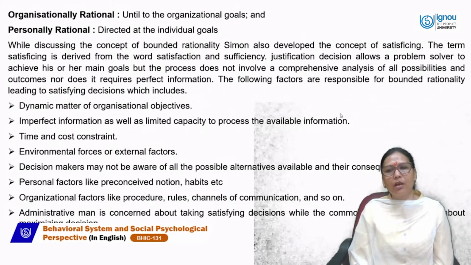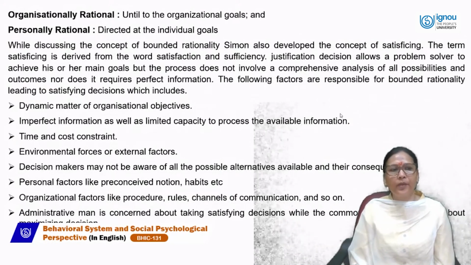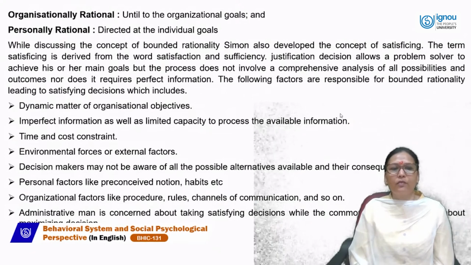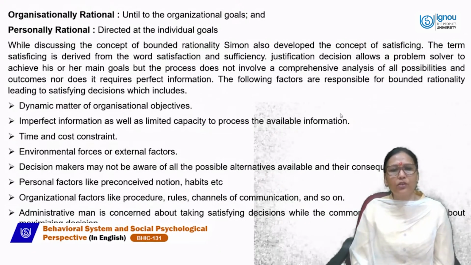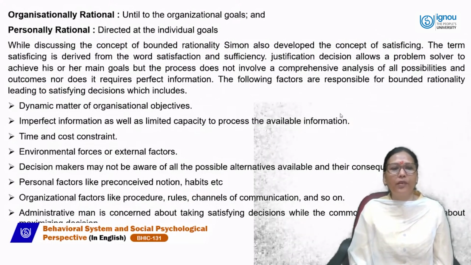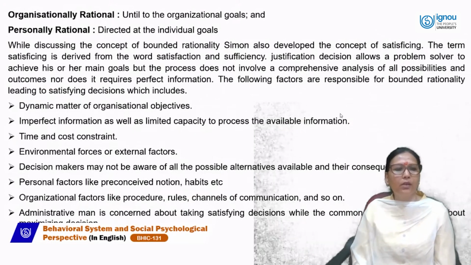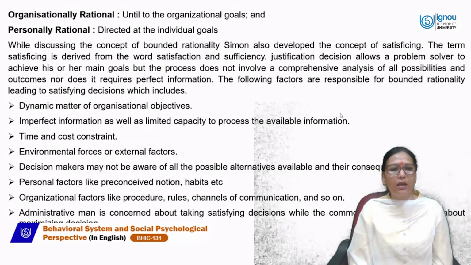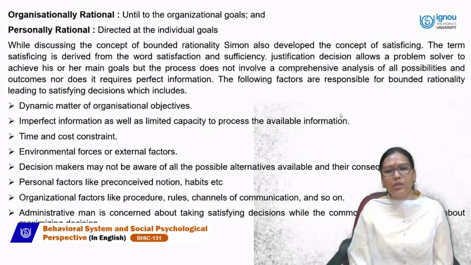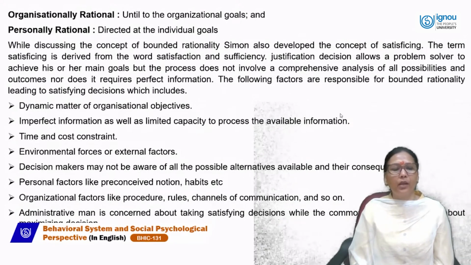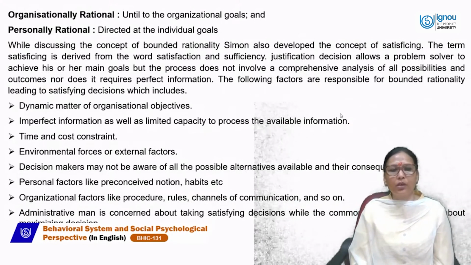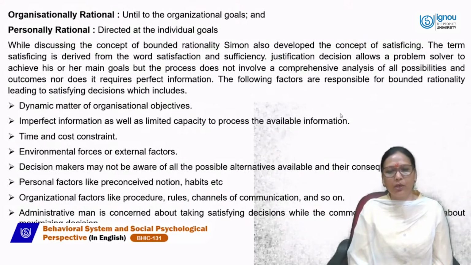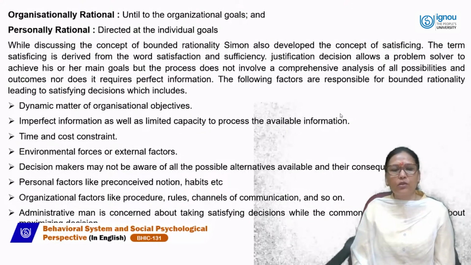The following factors are responsible for bounded rationality, leading to satisficing decisions: the dynamic nature of organizational objectives, the organization should have very dynamic objectives to be fulfilled; imperfect information as well as limited capacity to process the available information; time and cost constraints; environmental focus on external factors. Next, the decision makers may not be aware of all the possible alternatives available and their consequences.